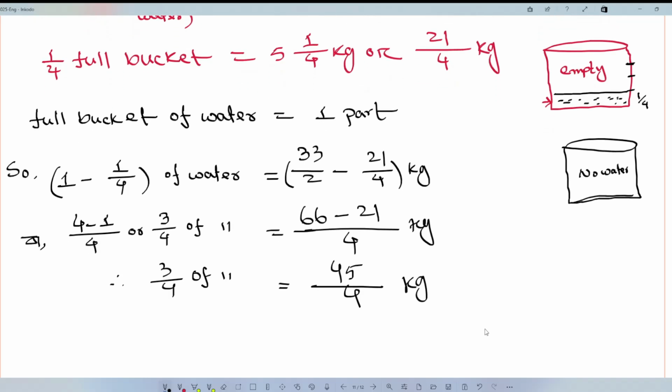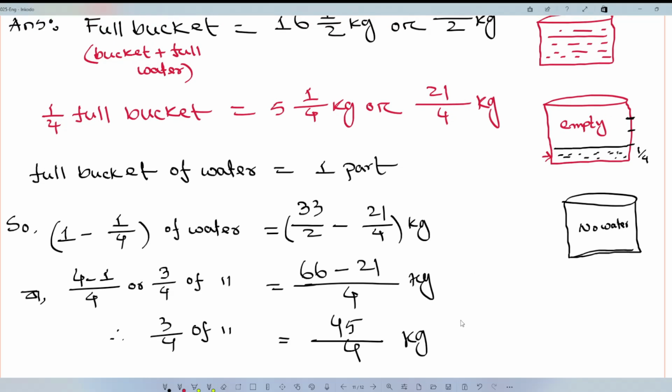Now look, now we can say this is our bucket. So 1/4 weight is 21/4 kg, and this is 3/4, which weight is 45/4 kg. Okay, and total how many?